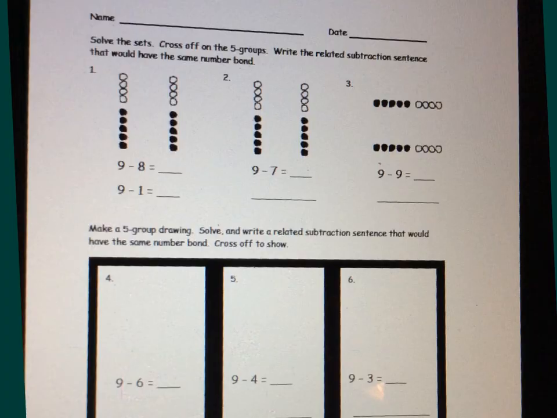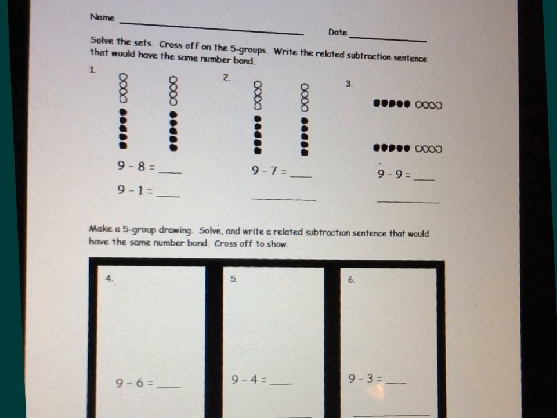Now the second page should look very familiar to what we just did. We just worked with the number 10, and on this page you're going to work with the number 9. So you'll notice that there's one less dot on each group. So starting from number 1, it says, solve the sets, cross off on the 5 groups. Write the related subtraction sentence that would have the same number bond.